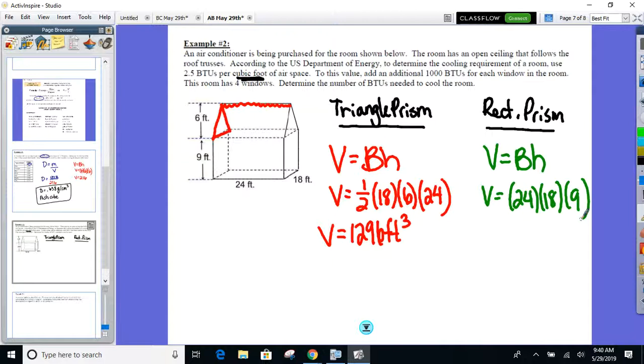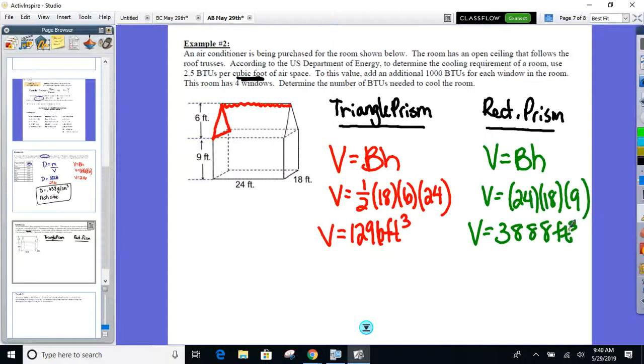We are filling up the inside. So what's covered up does not matter. That's for window surface area; we care about what's being covered. Volume, we couldn't care less what's being covered up because I fill up the inside, not the outside. So we're getting 3,888 here, cubic feet.